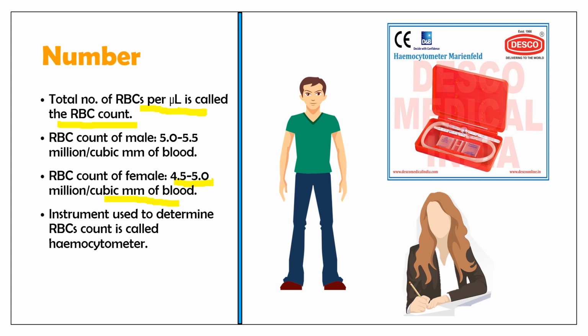There is an instrument here, we can see this. This is the instrument over here. It is used to determine the RBC count, and the name of this instrument is the hemocytometer. So the instrument used in RBC count determination is the hemocytometer.